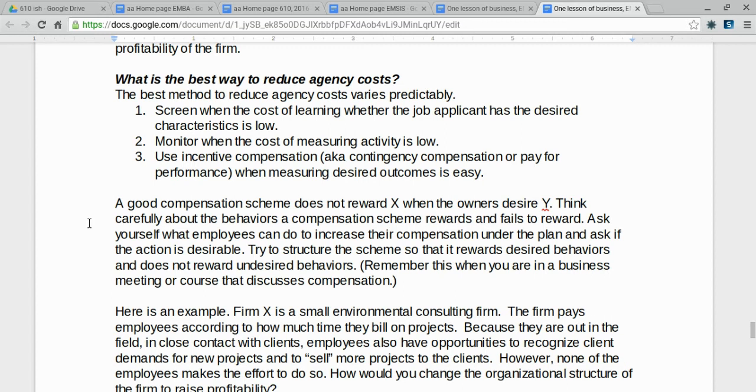And finally, use incentive compensation, also known as contingency compensation or pay for performance, when measuring the desired outcomes is easy. If I can easily measure the outputs that I want, that the owners want you to produce, I can measure them and reward people who produce the most of these good outputs.